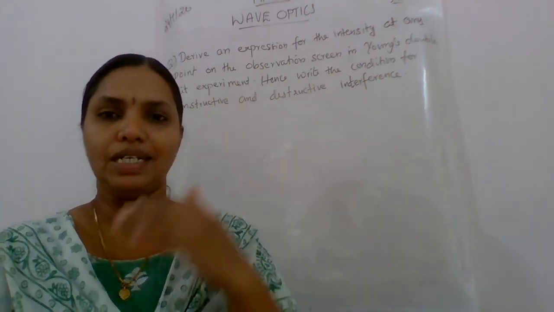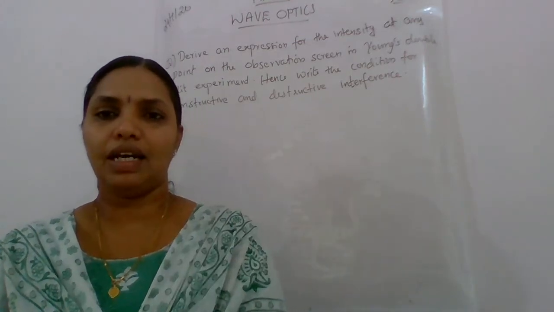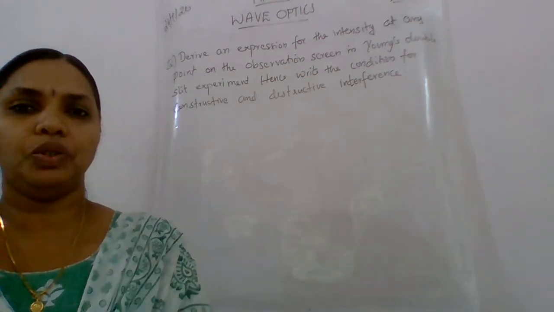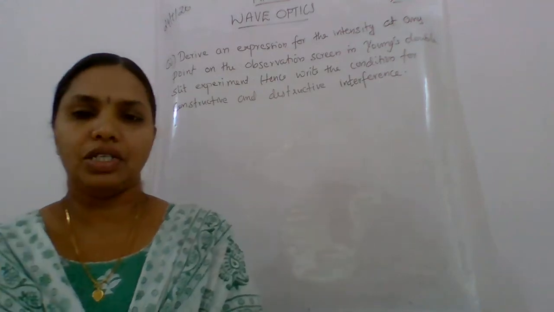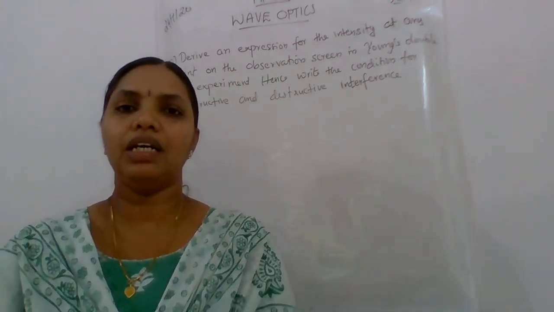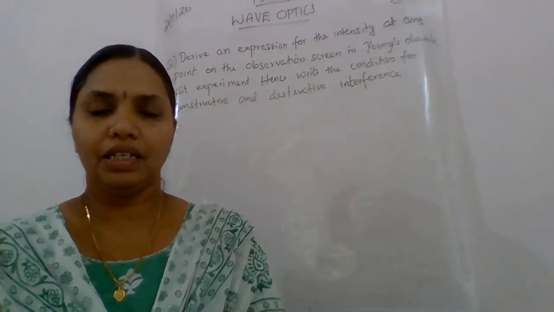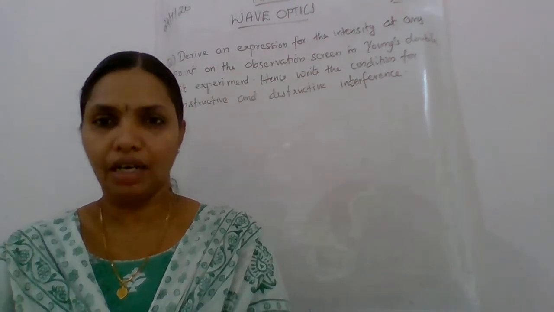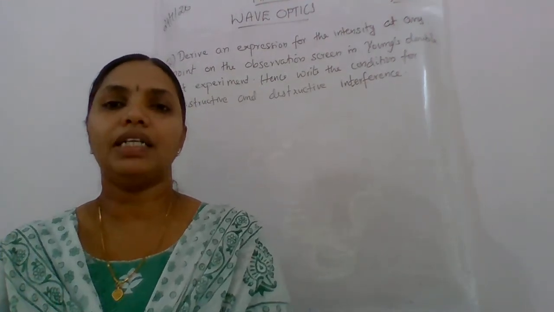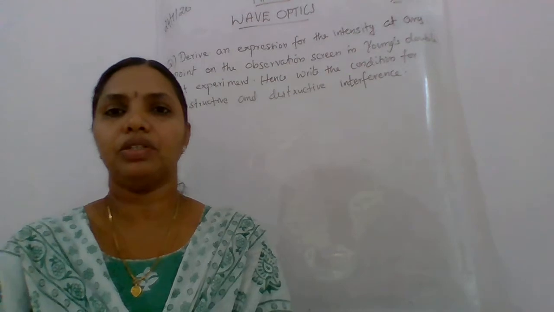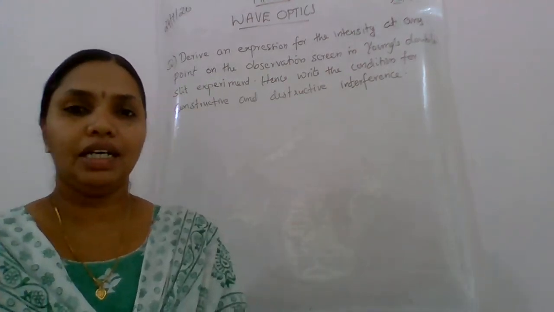Two slits are there. From the two slits, the light waves are coming and they are superposing. The region where crest and crest are superposing will be bright. The region where one crest and one trough are superposing will be dark. That is because of the variation in the intensity.